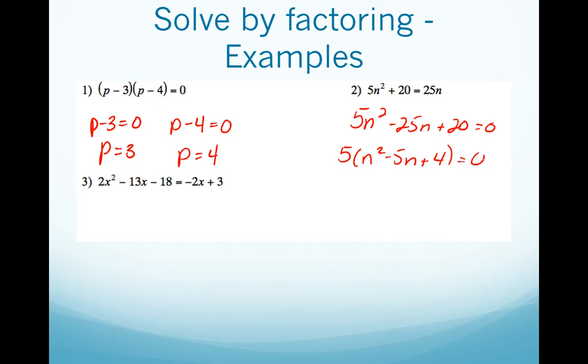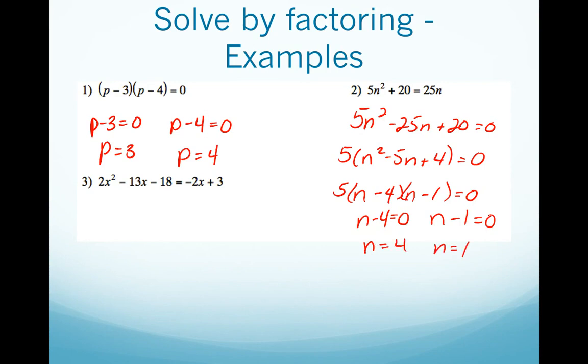That'll leave us with n squared minus 5n plus 4. Then we want to use the reverse distributive property. N times n gives us n squared. 4 times 1 will multiply to give us 4. And our outside and inside terms will be a negative 1n and a negative 4n, which give us a negative 5n. So then set those parentheses equal to 0, just like we did in the first one. We get n equals 4 and n equals 1.